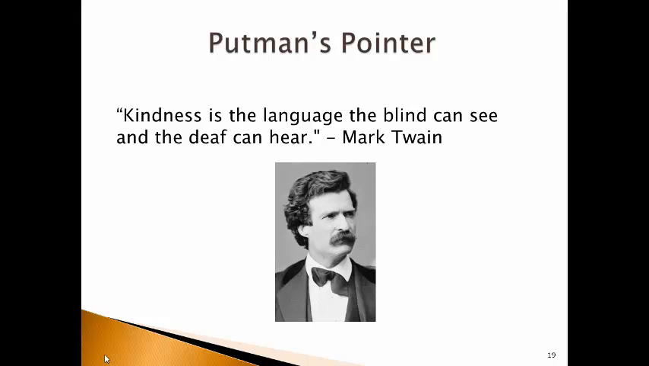I love this quote by Samuel Clemens, otherwise known as Mark Twain. Kindness is the language the blind can see and the deaf can hear. Remembering to have patience with all children, regardless of their abilities or disabilities, is what really counts. That's what can help make you a caring, compassionate, and competent teacher.